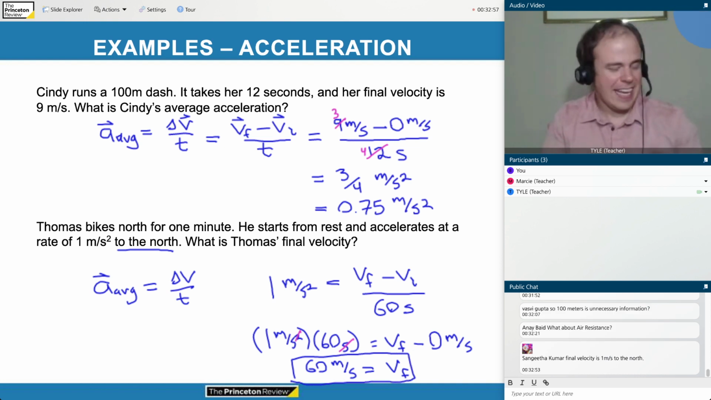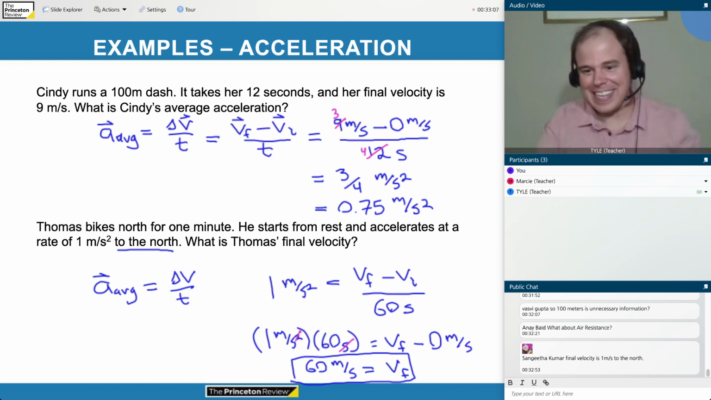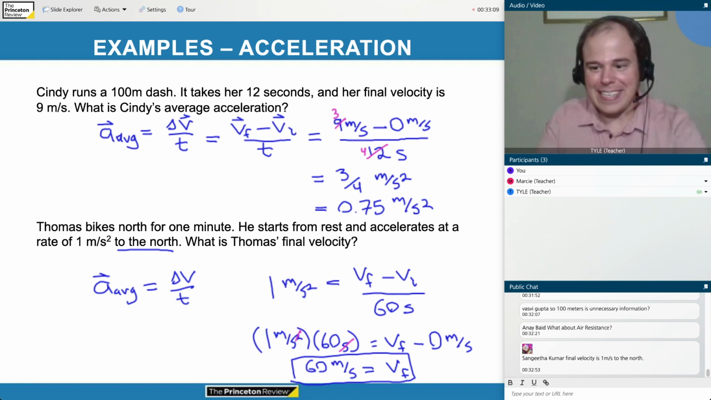So now, is that realistic? That's pretty fast. That's like 120 miles an hour. So maybe if Thomas is biking on a motorcycle. So let's say he's on a motorcycle to make the example realistic.